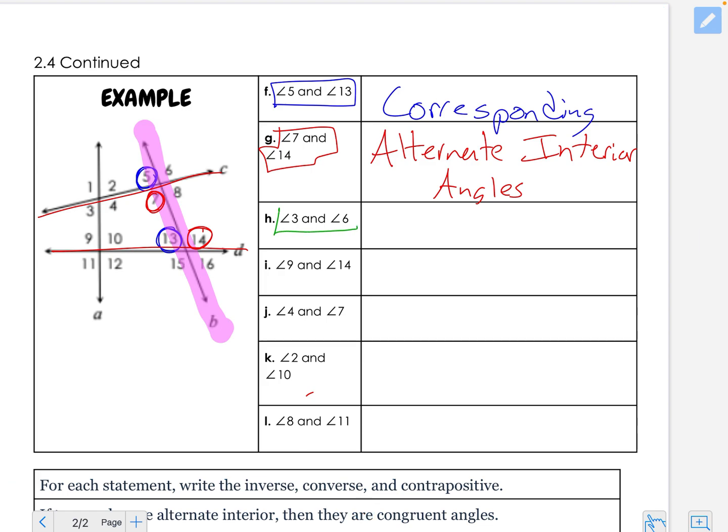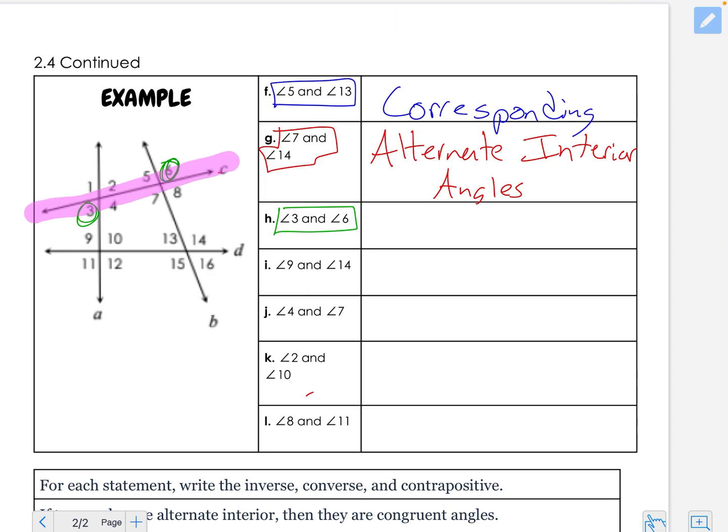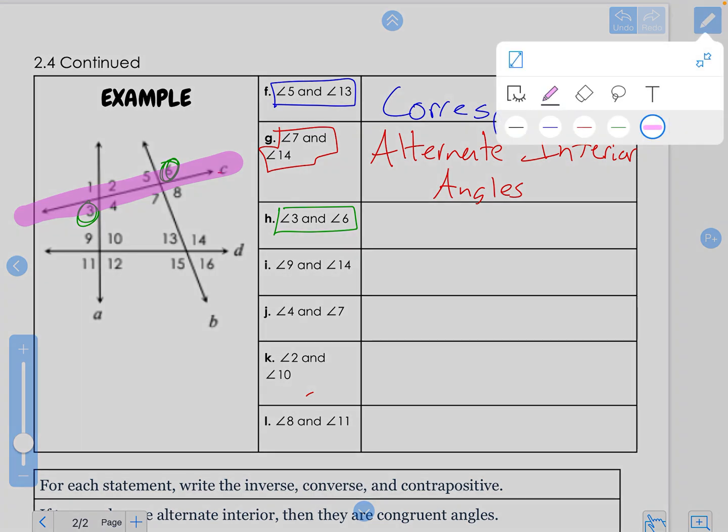Now let's look at 3 and 6. I'm going to erase everything because this is going to change based on what we've been looking at. And so we're going to start fresh and new. So I have angle 3 and I have angle 6. I'm looking for the line that crosses two lines. So my transversal is going to be line C because line C crosses A and B. And so that's what I'm looking at.